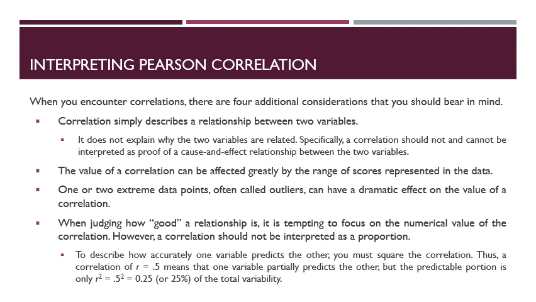When judging how good a correlation is, it is tempting to focus on the numerical value of the correlation, such as r = 0.8. However, a correlation should not be interpreted as a proportion. To accurately describe how one variable predicts the other, you actually must square the correlation. Thus, a correlation of 0.5 means that one variable partially predicts the other, but the predictable portion is r squared = 0.5 squared, or 0.25, or 25% of the total variability.